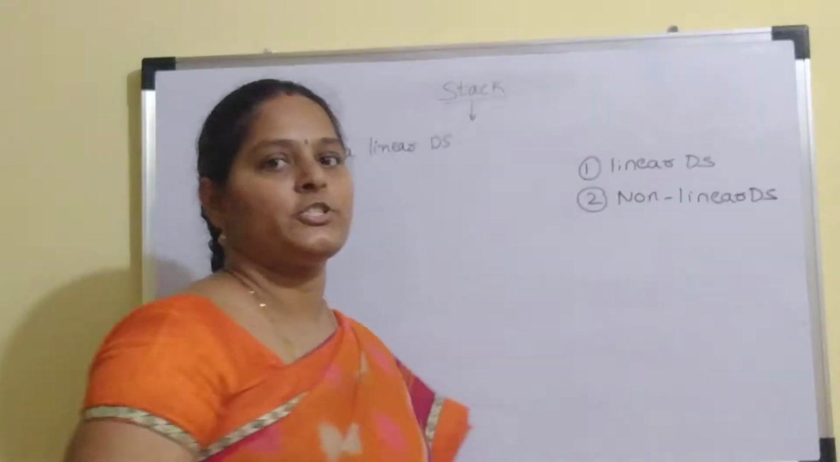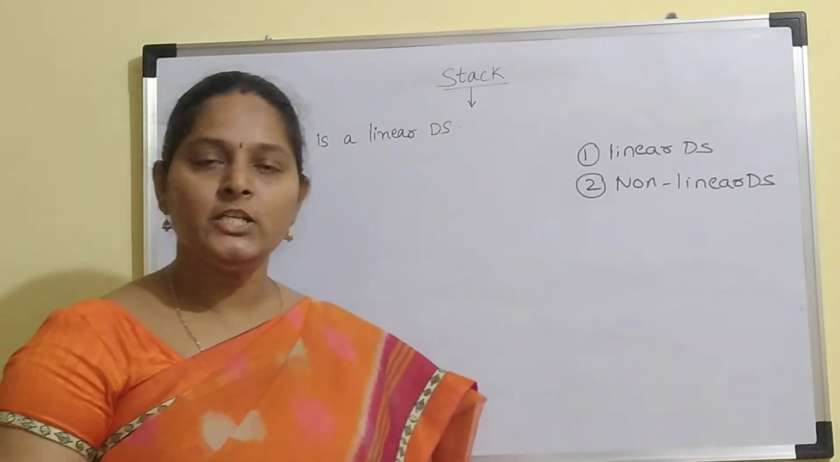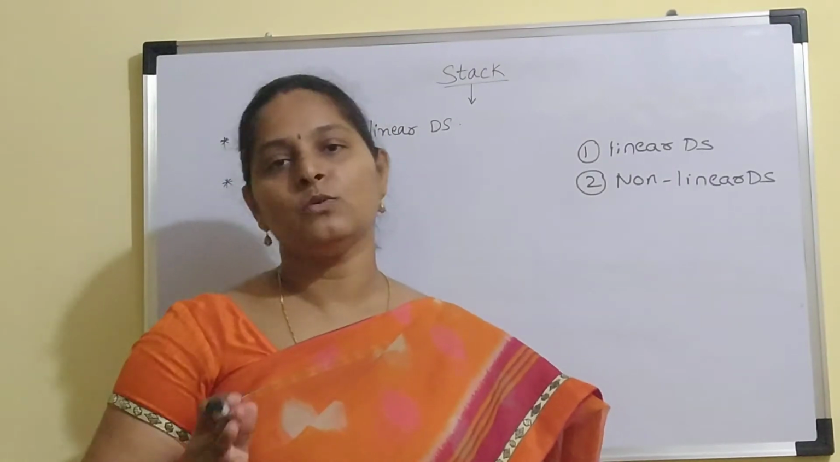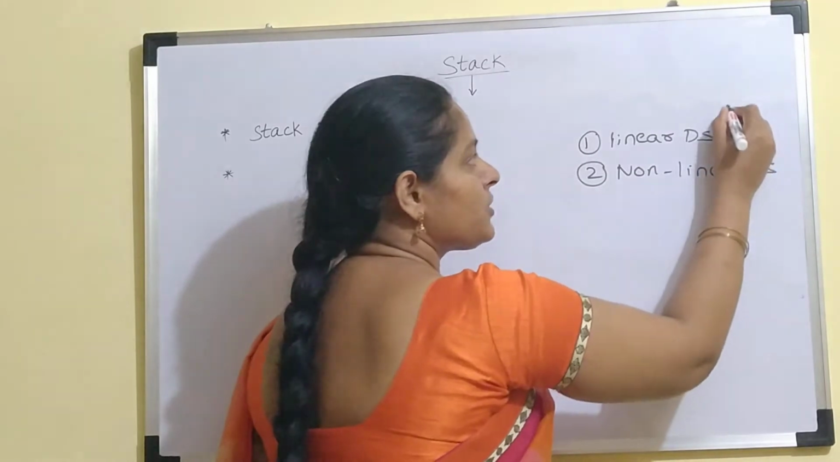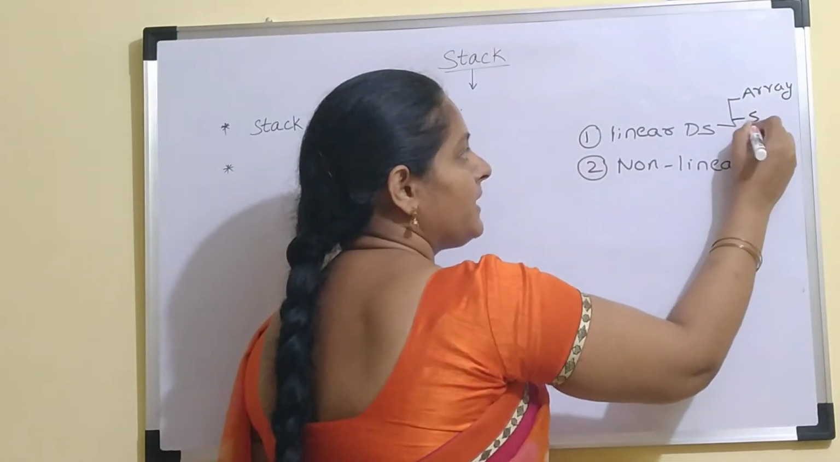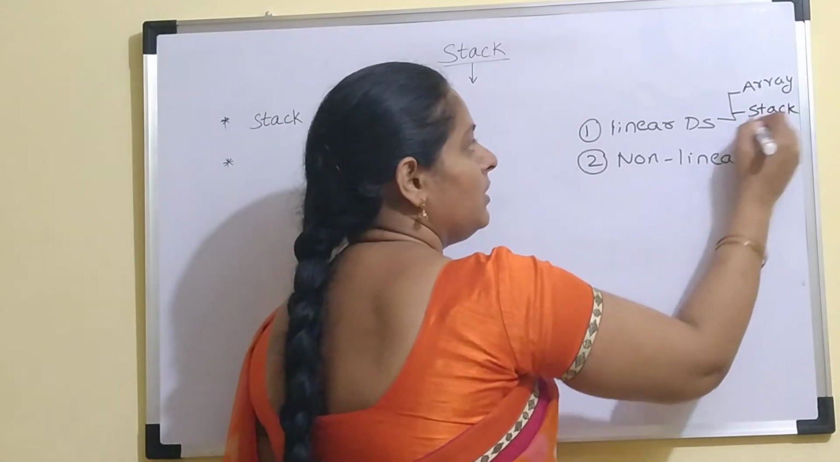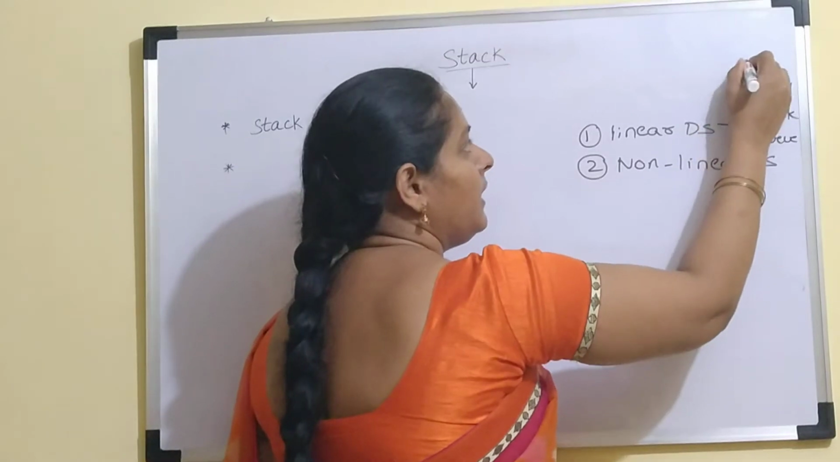Linear data structures mean the data will be arranged in a sequential manner, one after the other. So examples of linear data structures are array, stack, queue and linked list.